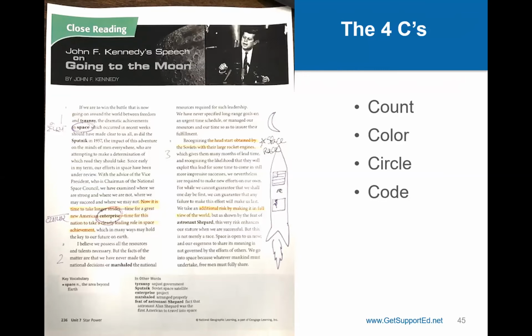Color is where they would highlight key details. Circle was what they would do to unfamiliar words or vocabulary words. And then lastly, the 4th C is code. And code can mean many different things. So students could make notes in the margin using specific symbols. I know some teachers will, if a student has a question, ask them to put a question mark in the margin.